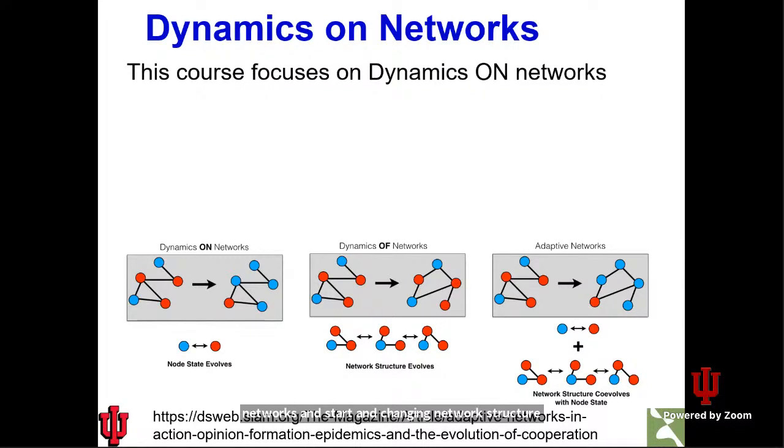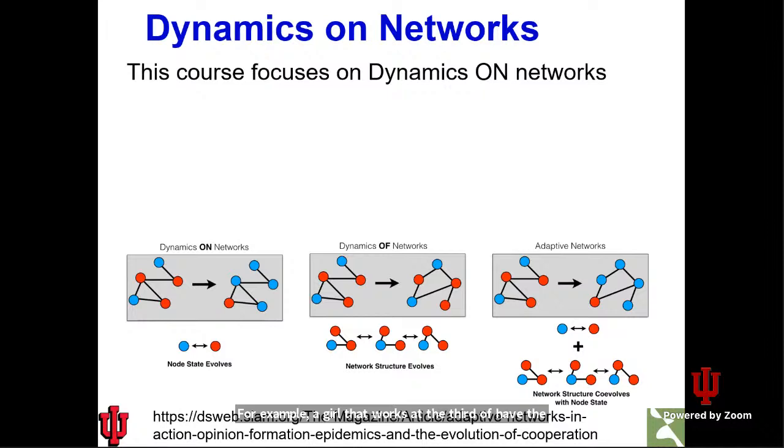There are software packages, and there are certainly ways you can do dynamics of networks computationally, but they tend to be rather specialized and they're harder to learn. And so we're going to focus on dynamics on networks. It's actually possible, for example, in neural networks, to sort of have the best of both worlds.